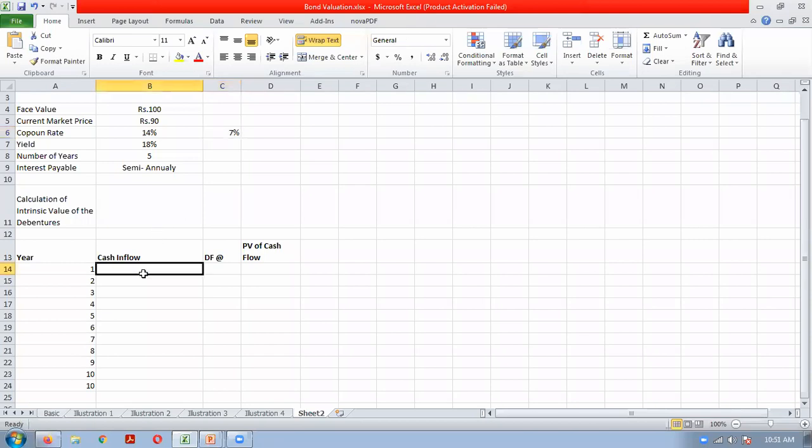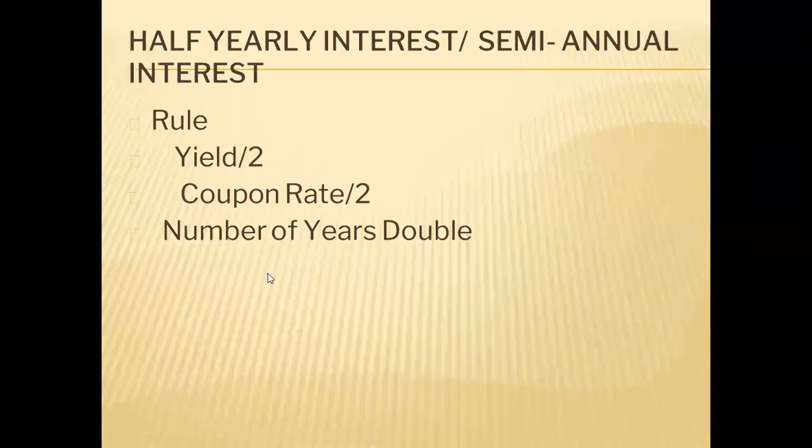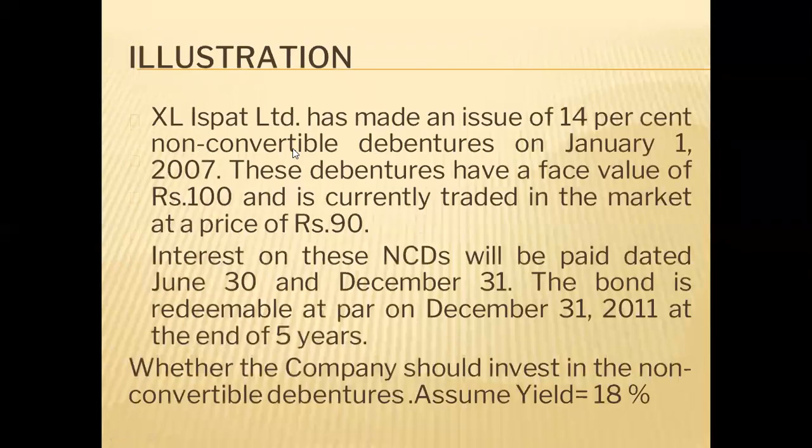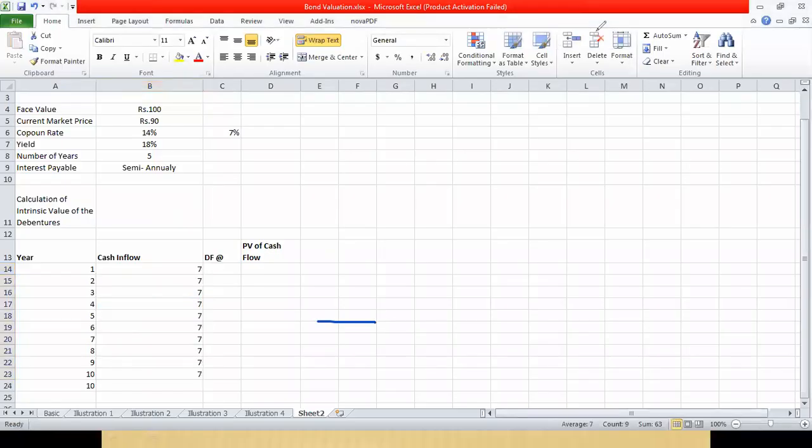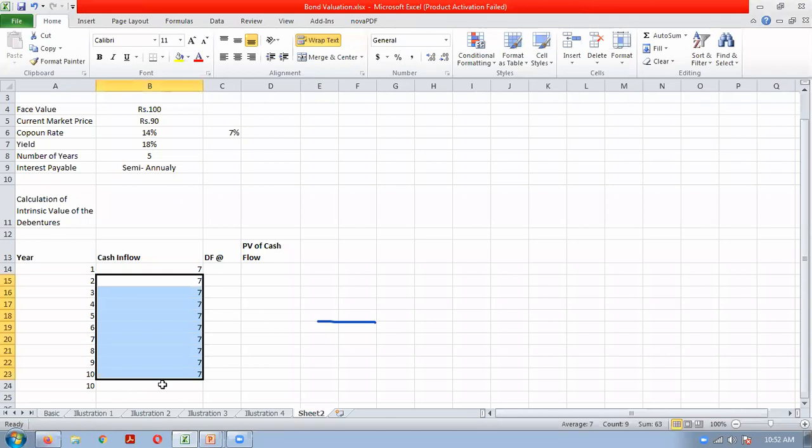So how will you calculate the interest? Face value 100 into coupon 7%. So every 6 months you will get 7 rupees as interest. Debentures are redeemed at par, it is given in the question. So at the end of the year, the maturity year, you will get 100 rupees back. 100 rupees will be given by the company.